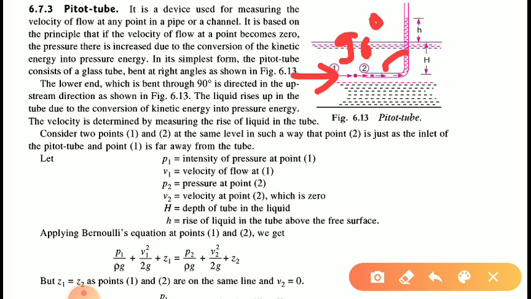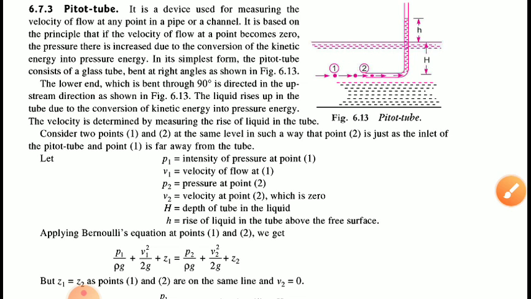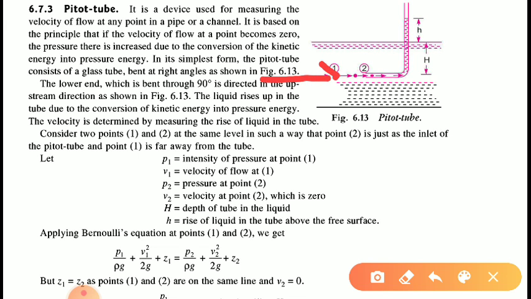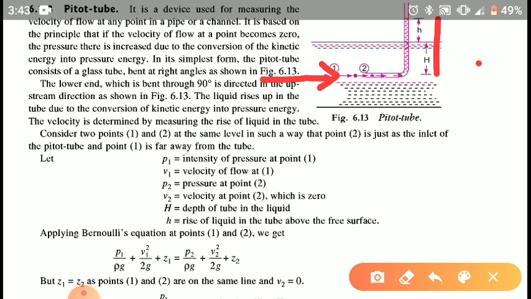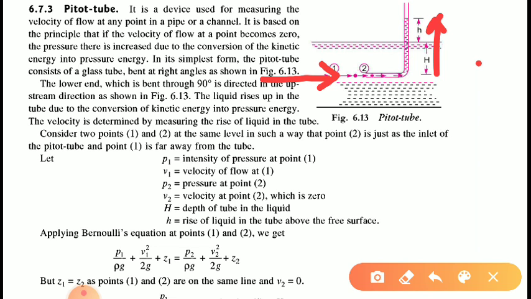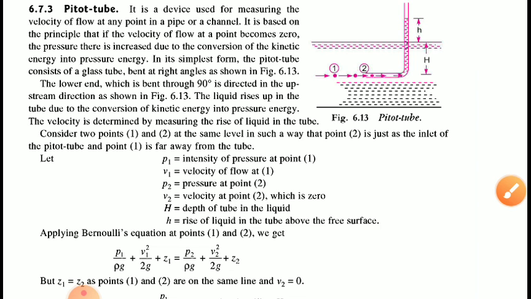The liquid rises up in the tube due to conversion of kinetic energy into pressure energy. So whatever the energy this flowing fluid has due to its velocity, it is converted into the pressure energy in this other limb, this second limb. The velocity is determined by measuring the rise of the liquid in this tube. Hence the velocity is determined by measuring this rise. So by measuring the height of this liquid, we can measure the velocity.